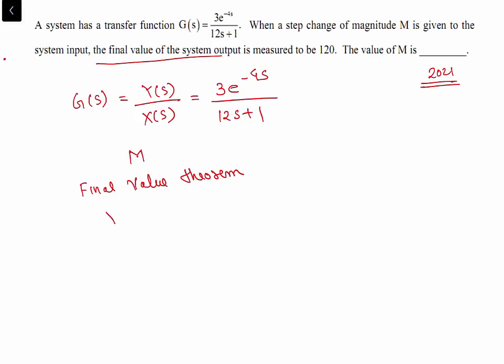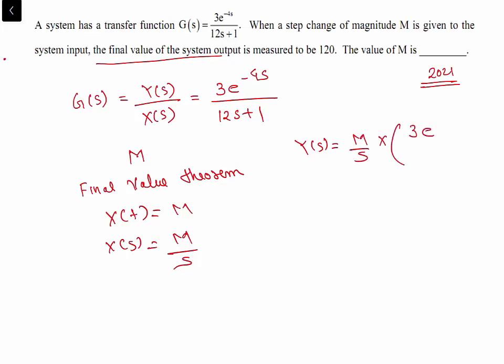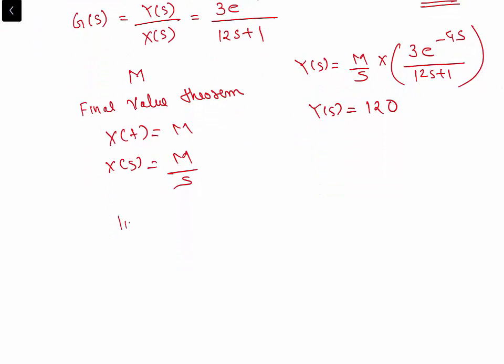सो बेसिकली x(t) की वैल्यू गिवन है m, X(s) की वैल्यू हो जाएगी m बाय s. सो वी हैव टू कैलकुलेट द वैल्यू ऑफ Y(s). सो Y(s) इक्वल्स टू m बाय s इंटू ट्रांसफर फंक्शन, दैट इज 3e to the power minus 4s upon 12s plus 1, and this value is given, Y(s) equals to 120 by final value theorem. Okay, so we know that according to final value theorem, limit t tends to infinity.